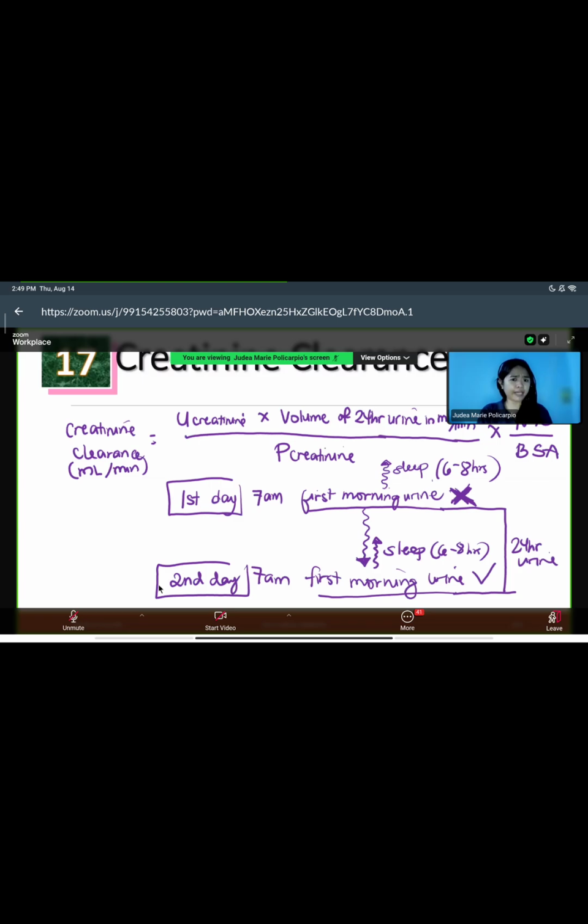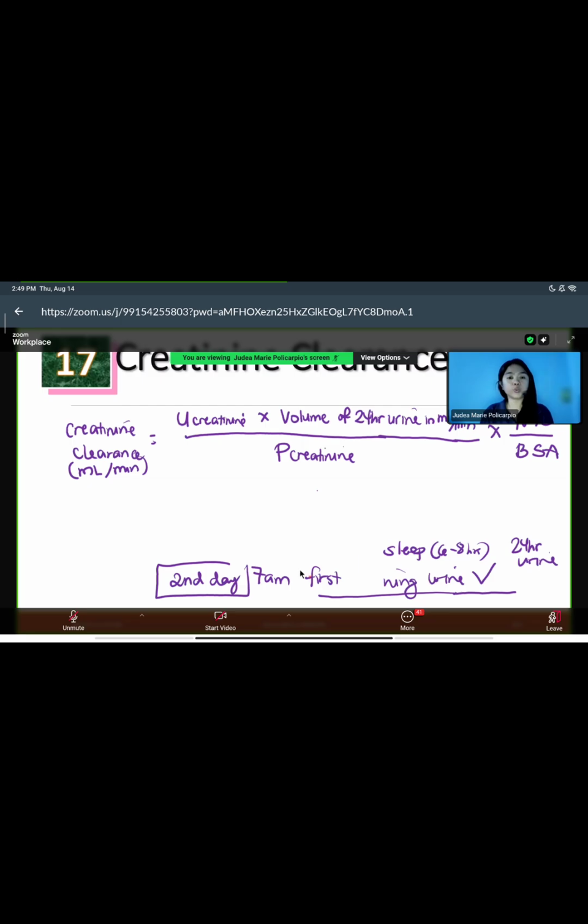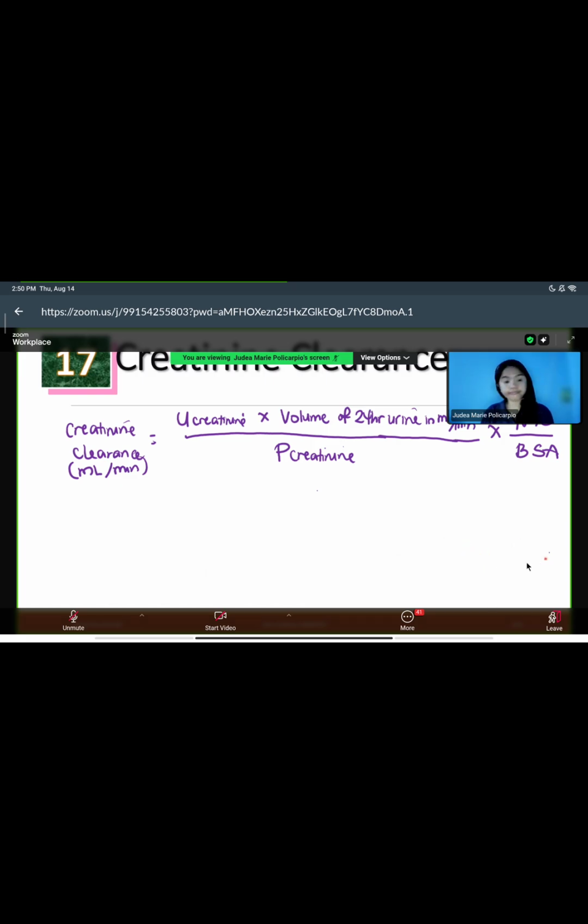Okay? But then again, let's go back to the main problem natin. Substitute natin yung given dun sa equation natin. Okay? So burahin ko lang etong lower part. Okay, let me erase this portion first. Okay, tas gamitin natin yung formula, to calculate for the creatinine clearance natin. Okay, dun sa given natin, ano na nga yung urine creatinine ng ating pasyente? Teka, let me erase this one first. Okay, and let us try to substitute muna the given on the equation natin.